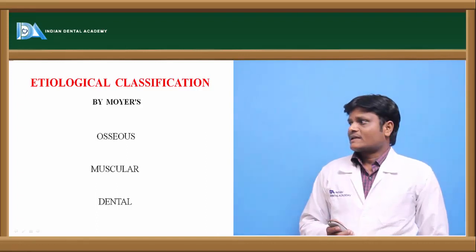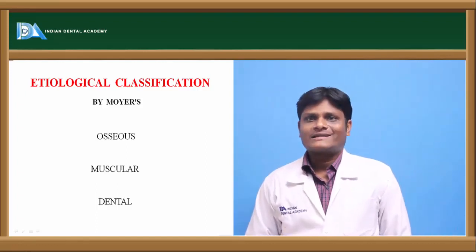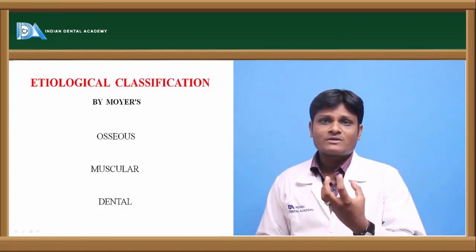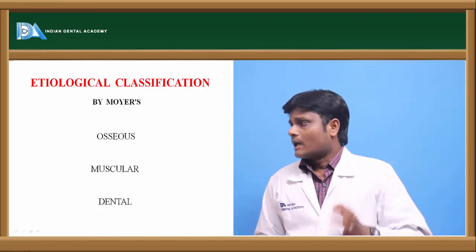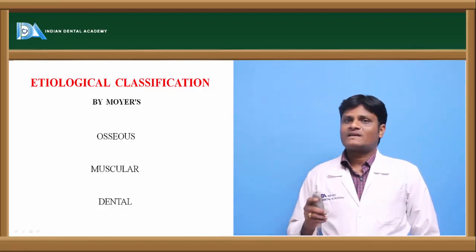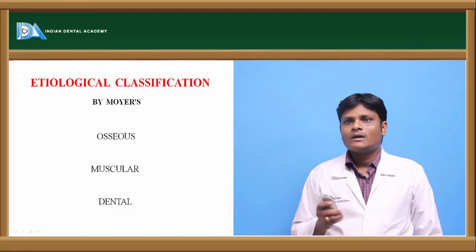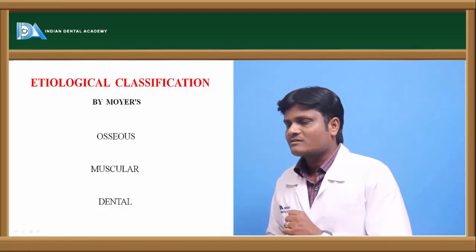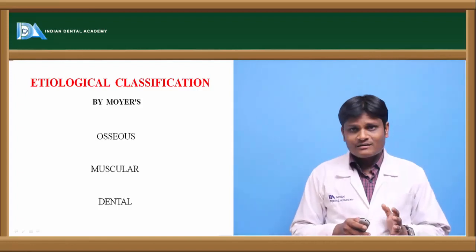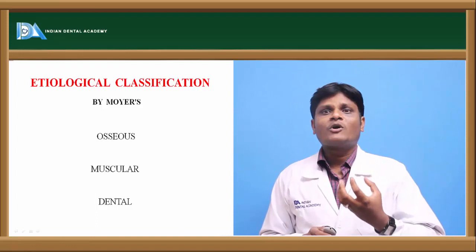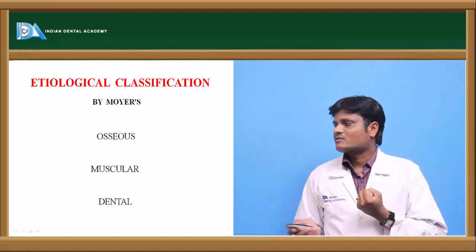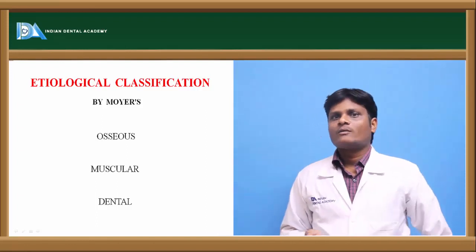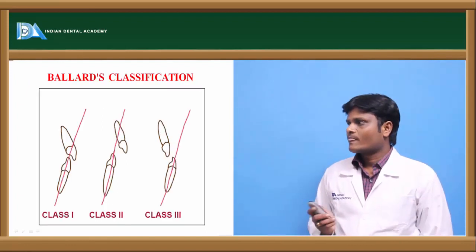We have another system of classification by Moyers called the etiological classification system. That means this system will classify a malocclusion with reference to its etiology. A malocclusion due to the involvement of skeletal structures is called osseous. A malocclusion which has involvement of aberrant muscle activity, we call muscular. And where the malrelationship is purely due to dental malpositions, it is called dental. So we have osseous, muscular and dental malocclusion according to Moyers.